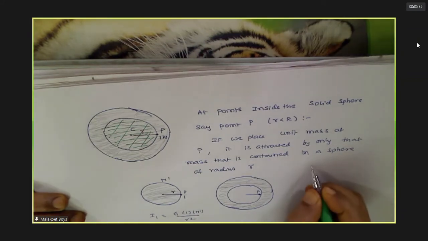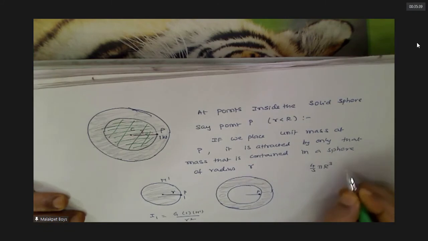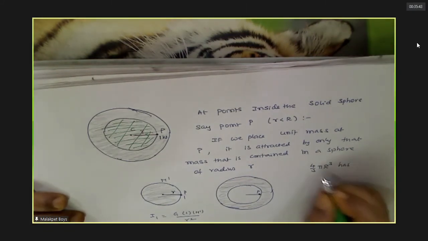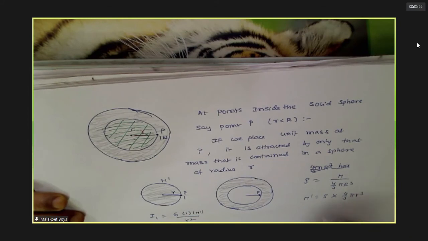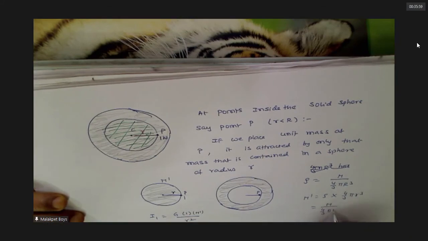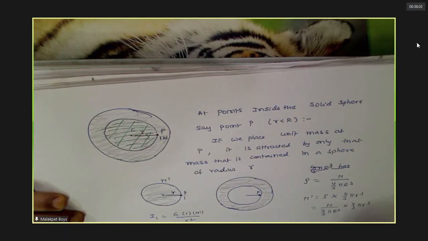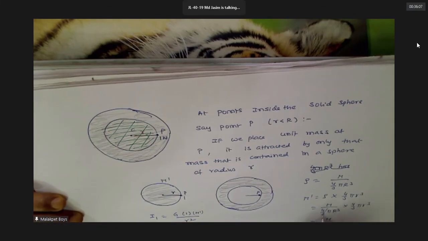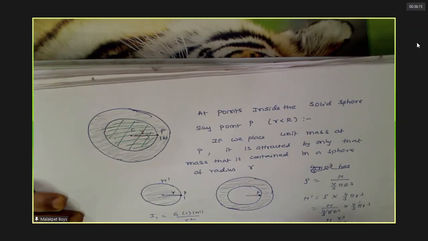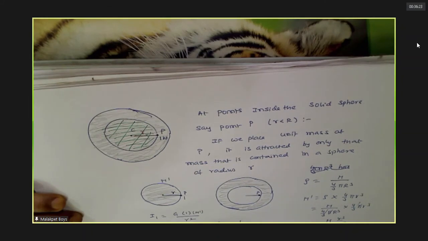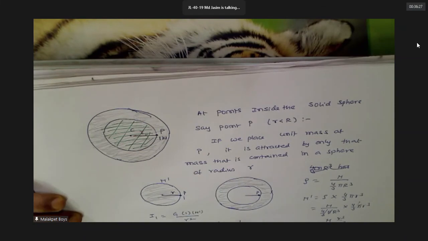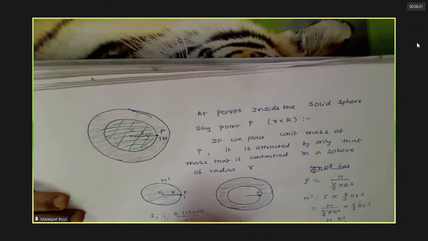How to get that m dash? See, 4 by 3 pi r cube is volume. Density equals mass by volume. Yes, sir. Now I want m dash. It is mass per unit volume into 4 by 3 pi r cube. Do you agree with this? Volume into density only, no? So, how much are you getting? Yes, sir. The m into small r cube by capital R cube. So, this is g into m r by R cube.